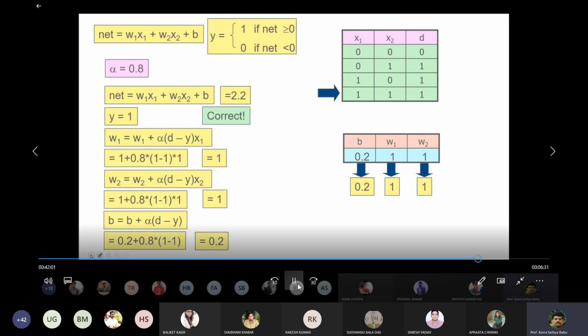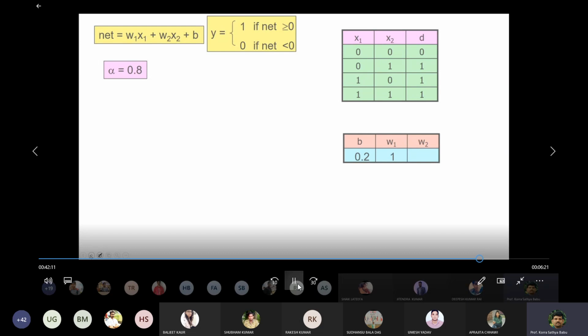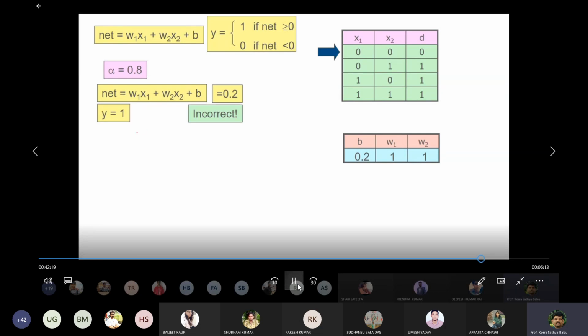So the bias should be 0.2, the weight 1 should be 1, and weight 2 should be 1. Now, again, with these values, you check with the first one. This is 0.2. The first one is 0 and 0, so it should be 0. But why are you getting 1? So this is incorrect. This one you should get 0, but the obtained output is 1. So it means that this is incorrect.